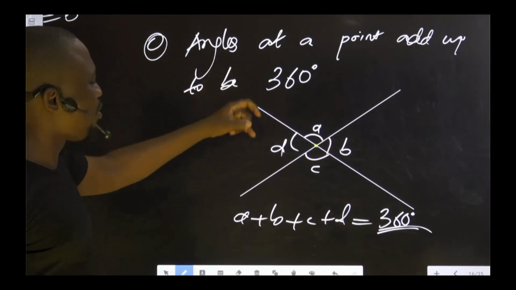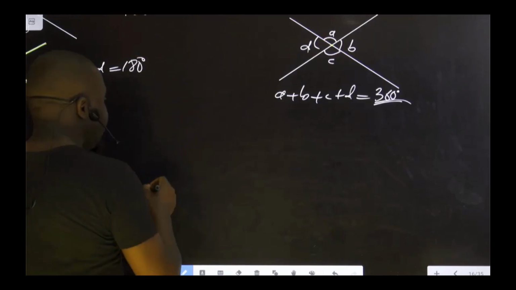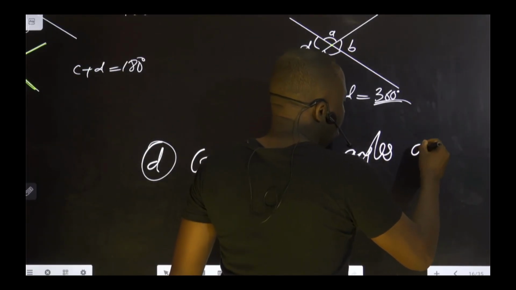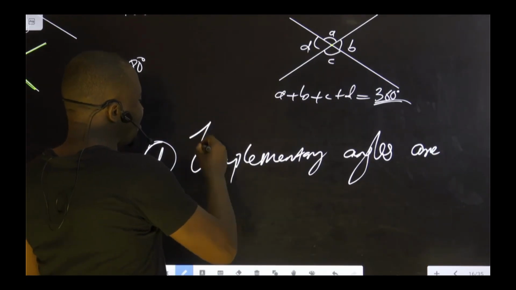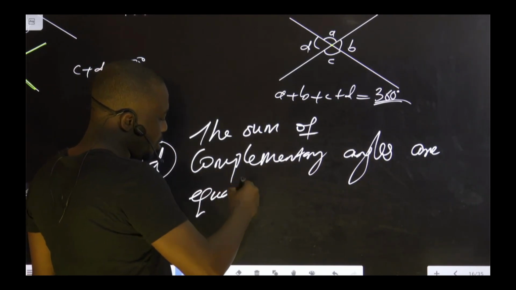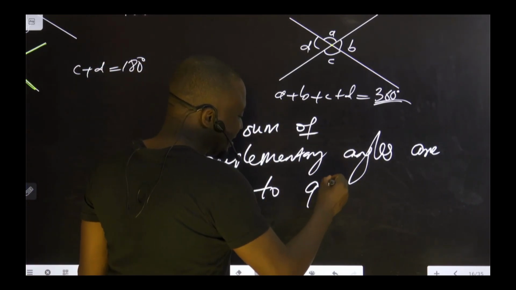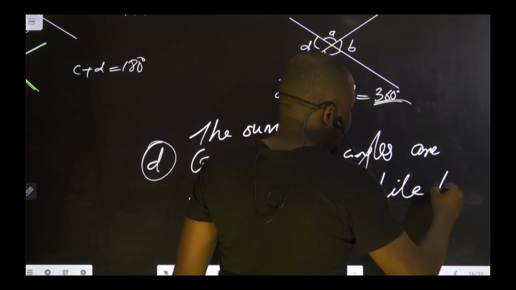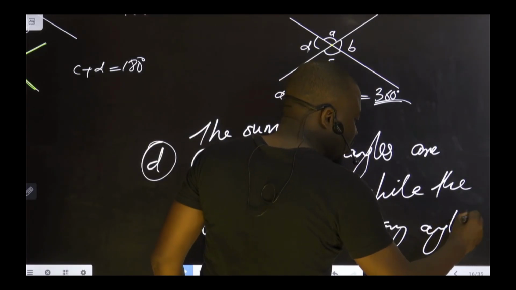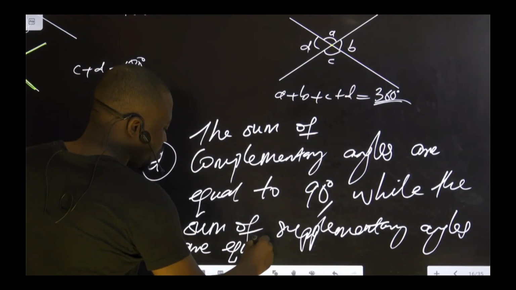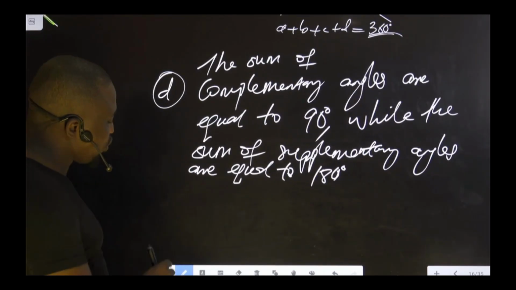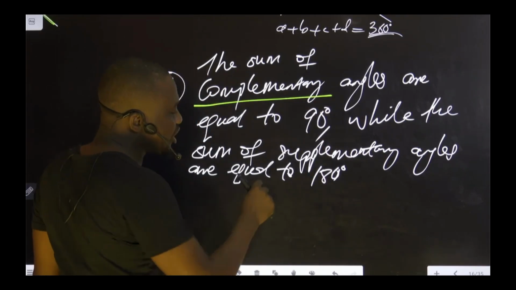This is another property of what? Intersecting lines. Okay? Finally, let's look at D. Complementary angles are, or let's say the sum of complementary angles is equal to 90 degrees, while the sum of supplementary angles is equal to 180 degrees. Let me show you. So the two things you get here now are complementary and supplementary.